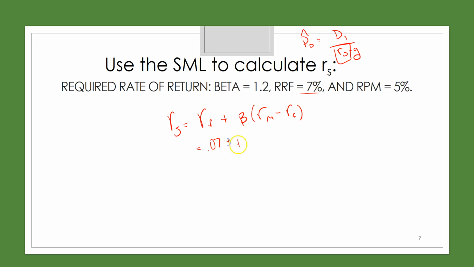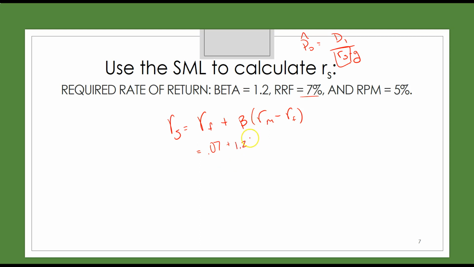Plus beta. Now remember, beta is the slope of the line of best fit when plotting your security's returns against the market. And beta was 1.2. Then we multiply that by the market return minus the risk-free rate. The market return is given to you here as the market risk premium. Remember that the market return minus the risk-free rate is the market risk premium. We covered that a few lessons ago.